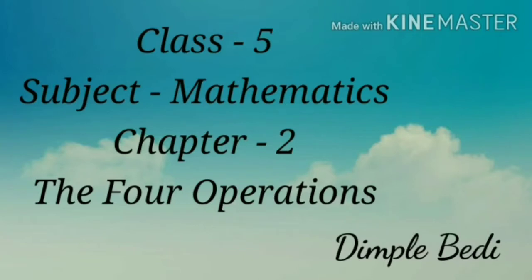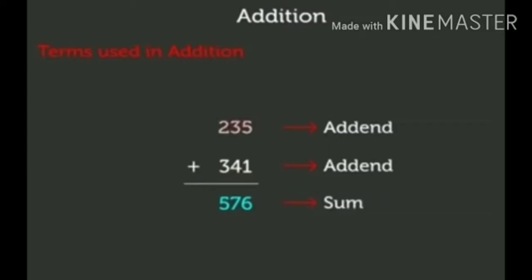Today I am going to explain to you the second chapter of class 5th, the four operations. First, let us revise the terms of addition. The numbers which we add are called addends, and the answer which we get after the addition is called the sum. Here 235 and 341 are called addends and 576 is the sum.